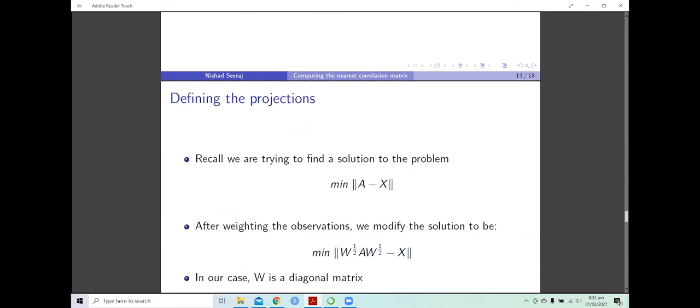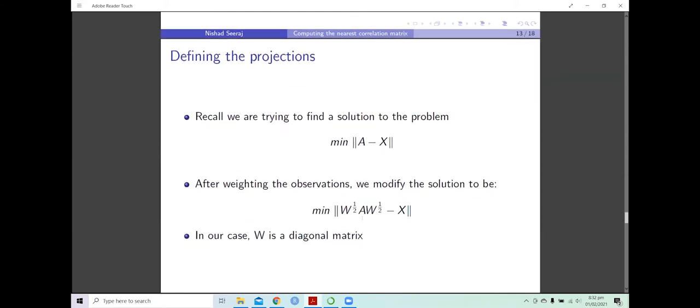So we can take a matrix W, known as the weighting matrix, and you can weight each individual variable according to how confident you feel that they are measured. For example, you want to weight between 0 and 1. The more accurately measured a variable is, the closer to 1 you assign its weight. And you see W is a diagonal matrix.